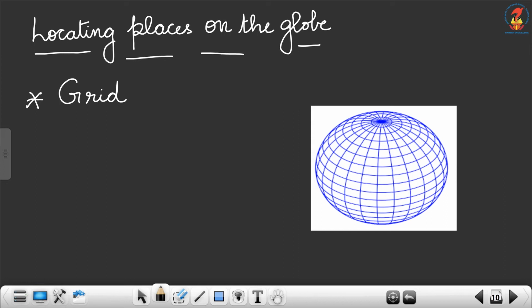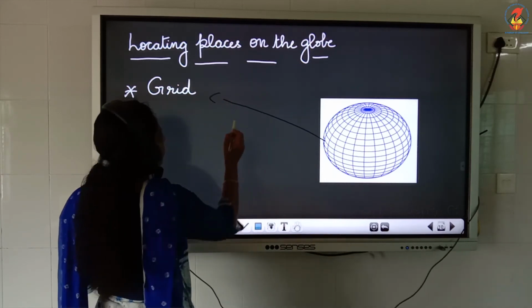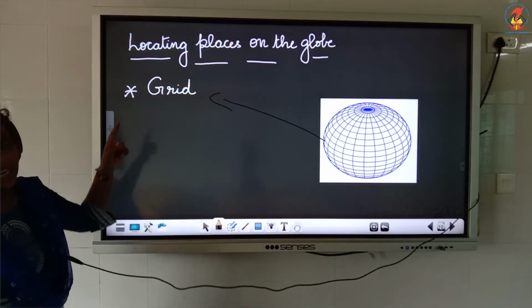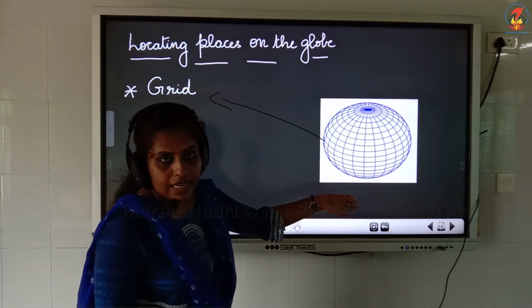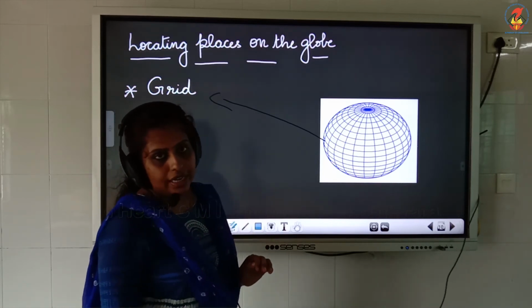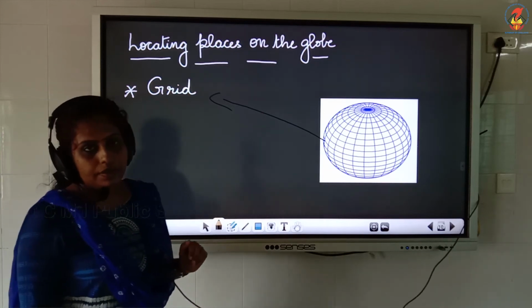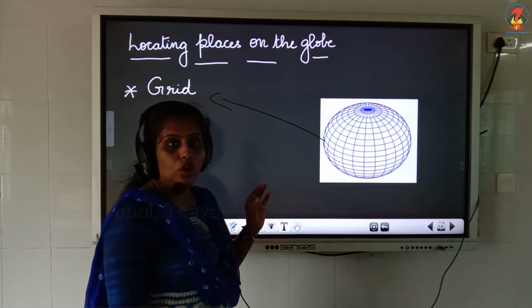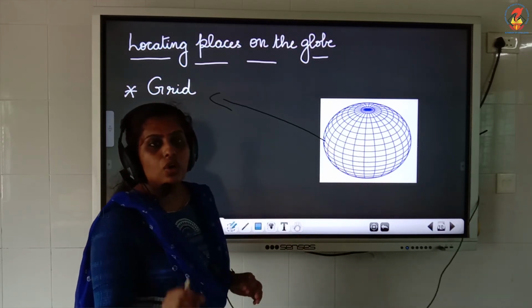All the meridians and the parallels form a network of lines, and they are called a grid. What are they called? They are called a grid. What is the use of this grid? The use of this grid is to locate places.